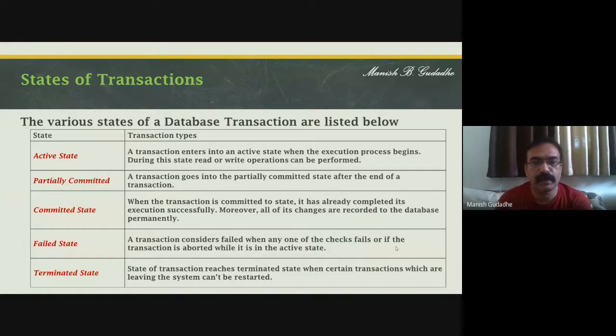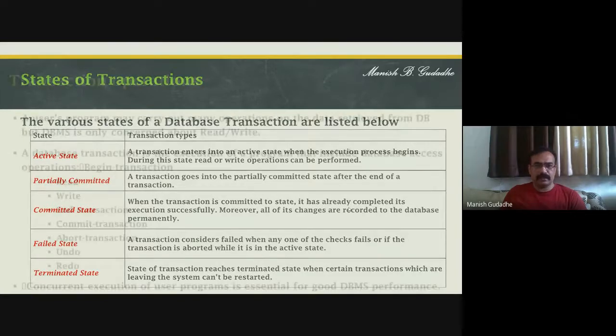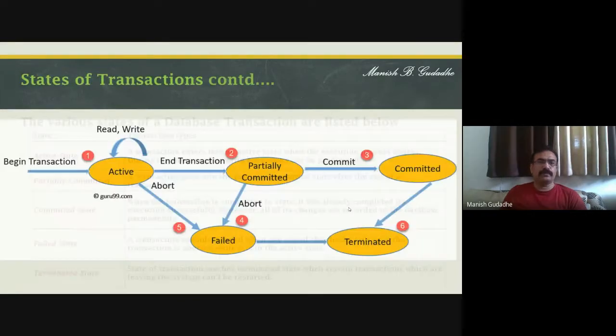So when will this fail? When we perform the end of transaction and we make the checks whether all the things are properly reflected or not, and if we find that the check is not properly done or the check has failed, then we are going to fail the entire transaction. And terminated state will be the last state, which will be reached after committed or after failed state. So these are the 5 states of transactions which we need to take care of.